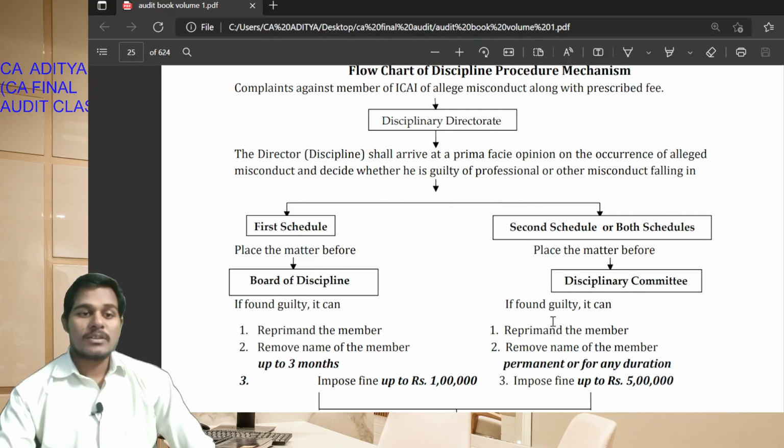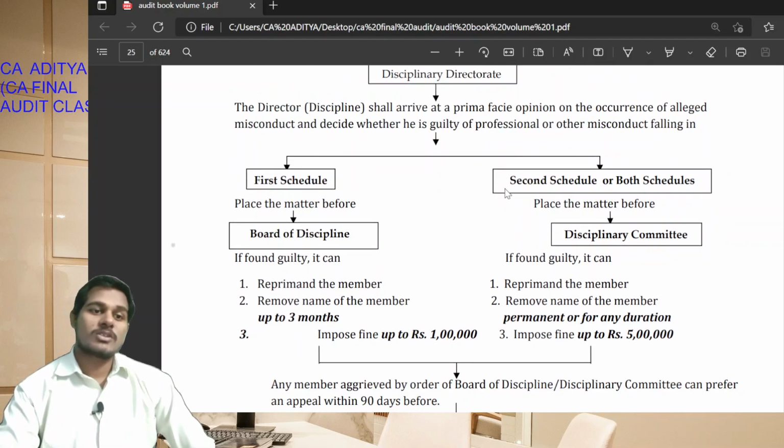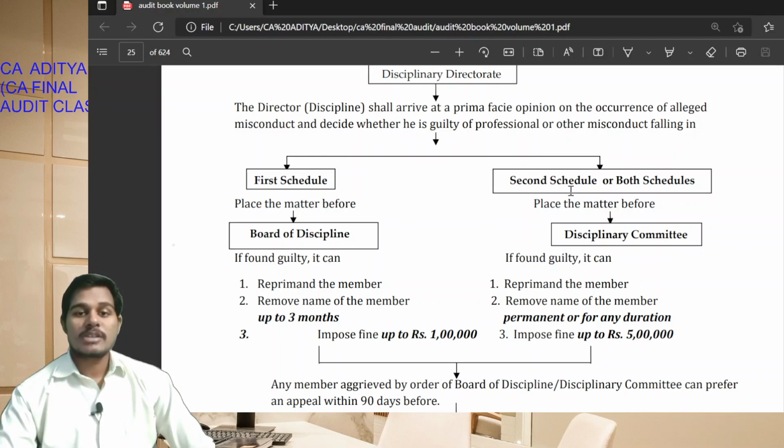That is, in the case of the first schedule, which we have discussed, there are 4 parts, and in the second schedule there are 3 parts. When the professional misconduct is as per the first schedule, the matter will go to the Board of Discipline. And if the misconduct is under the second schedule, or both schedules, the matter will go to the Disciplinary Committee.